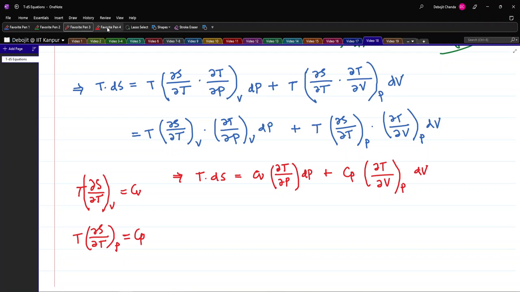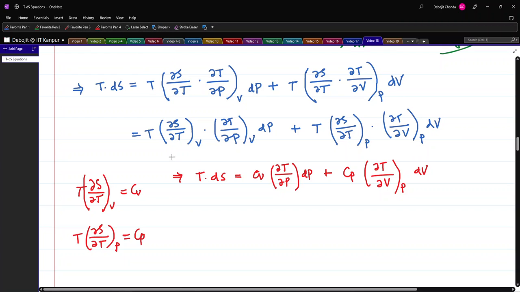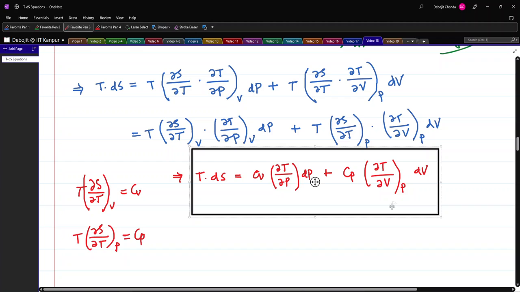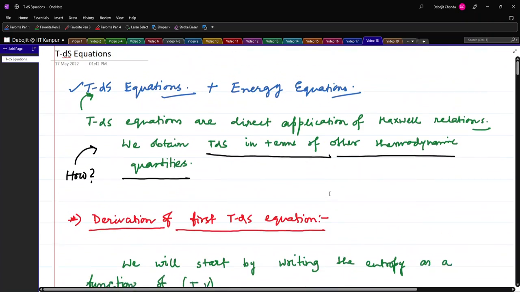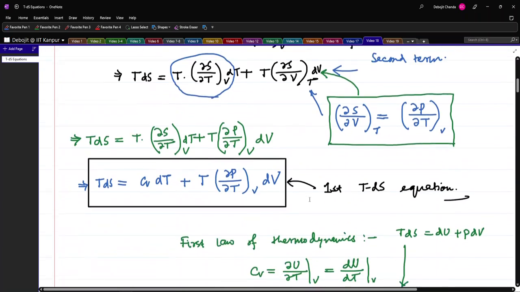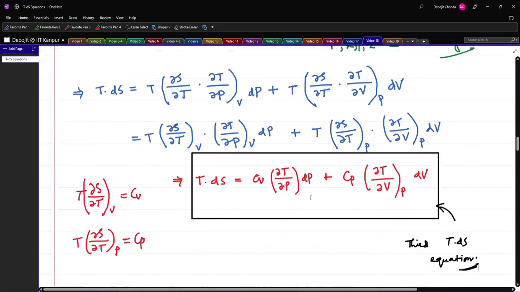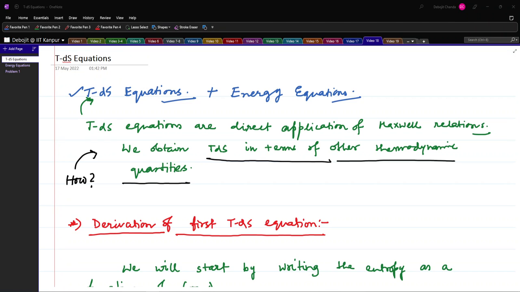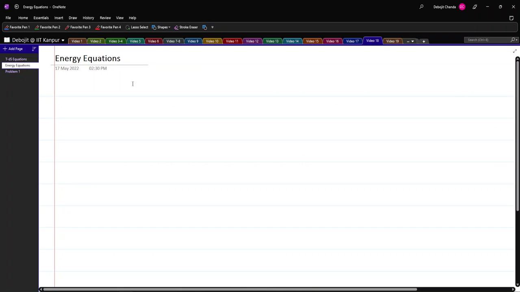Okay, so this is our third TdS equation, and let me put a box around this equation also. So this is the third TdS equation. So till now we have learned how to derive the TdS equations using Maxwell relations. These TdS equations are a direct application of Maxwell relations, which we discussed in the previous lecture. Now we'll learn about energy equations.